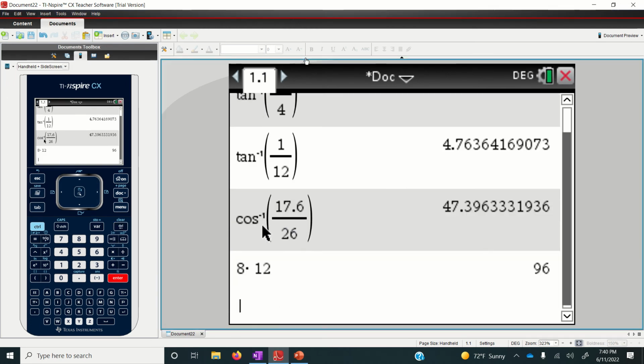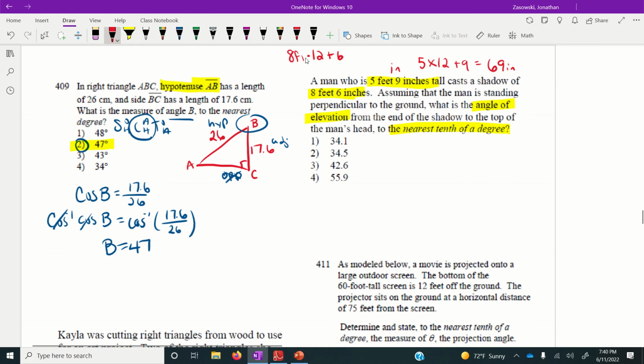Oh, wrong button there. And then plus 6 is going to equal 102 inches. So we can draw ourselves a little picture. So we have a man. Well, we might as well get official with it, right? We have a man standing who's got a shadow here. He is 69 inches tall, and he is leaving a shadow out here.